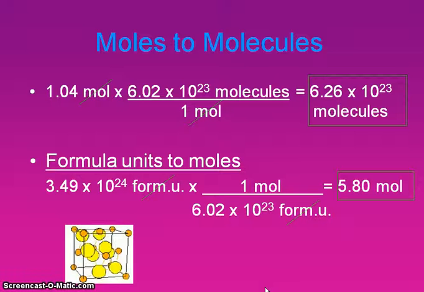We could do the same type of setup with molecules or formula units. This is the exact same as the last slide. The only difference here is that instead of writing atoms here, I substituted molecules. So this is just converting from moles to molecules and from formula units back into moles.